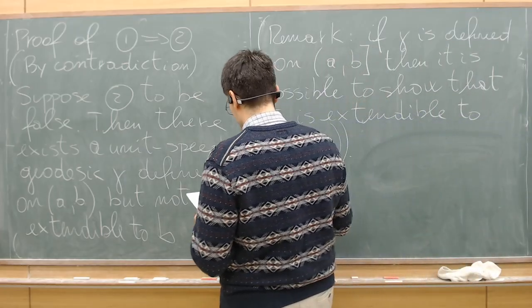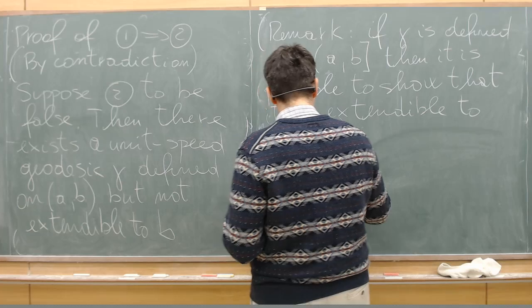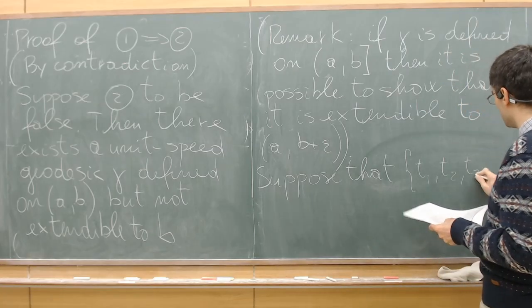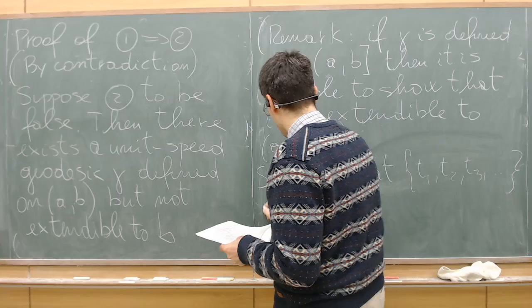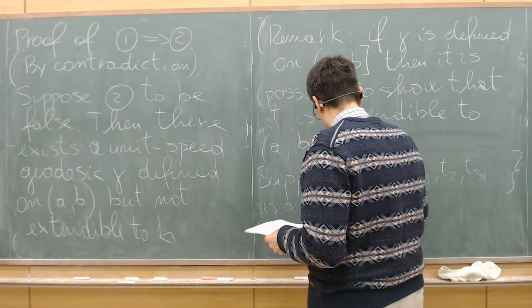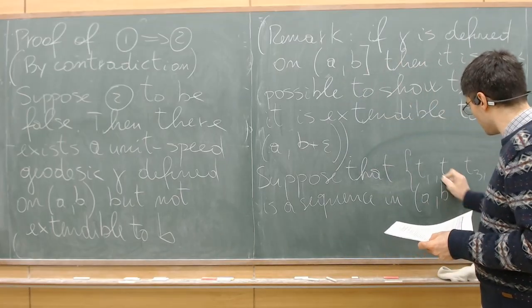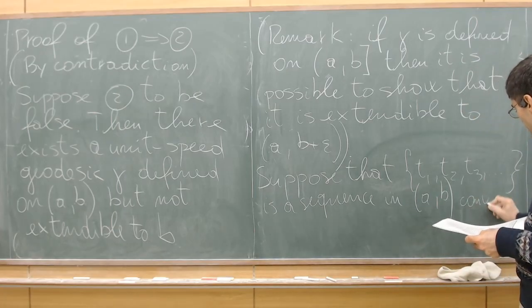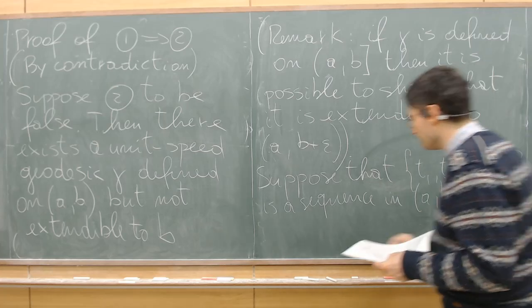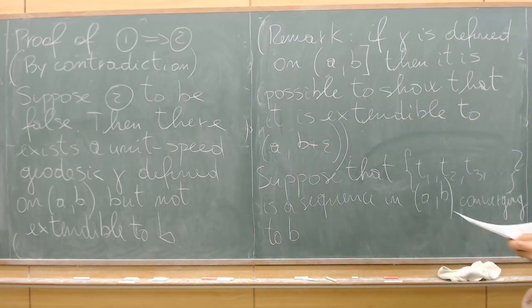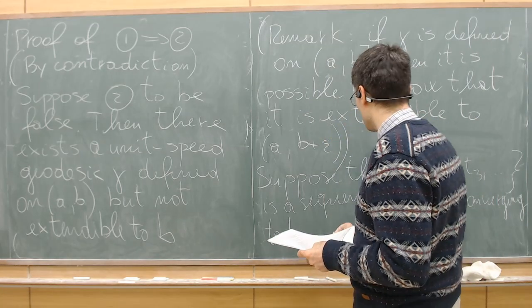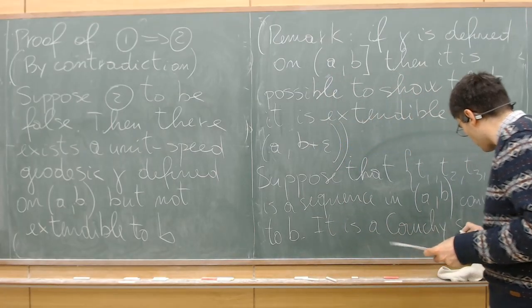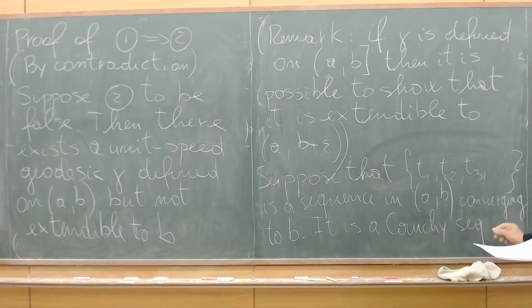Now suppose that T1, T2, T3 is a sequence in [A, B) converging to B, and this sequence is necessarily a Cauchy sequence, because every convergent sequence is a Cauchy sequence.